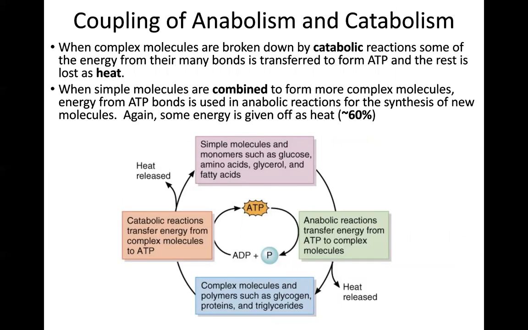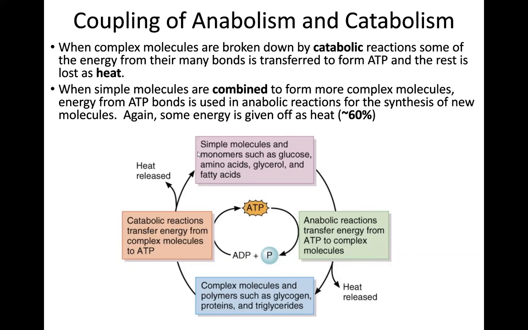So I kind of already described this, but those anabolic and catabolic reactions go together, and we can say that as a result, they're coupled to one another. When complex molecules are broken down by catabolic reactions, some of the energy from their many bonds is transferred to form ATP. We show that right here, and we form the ATP going from here to here, complex to simple.